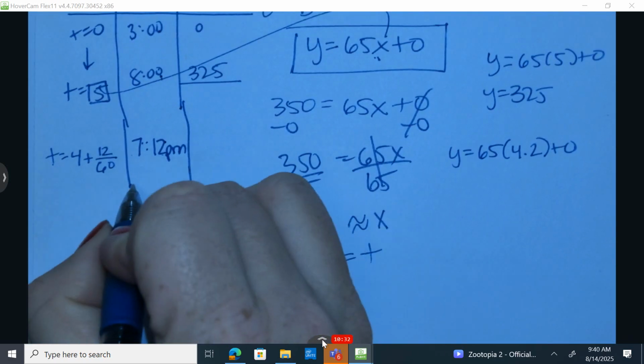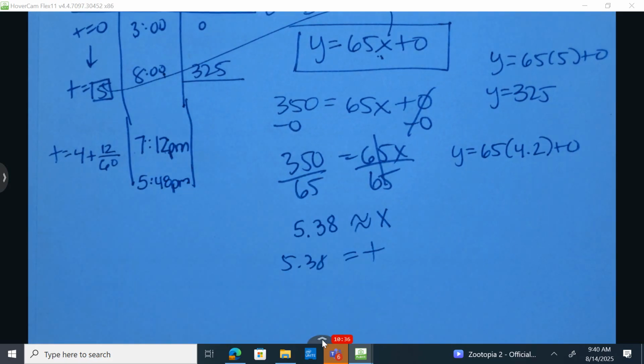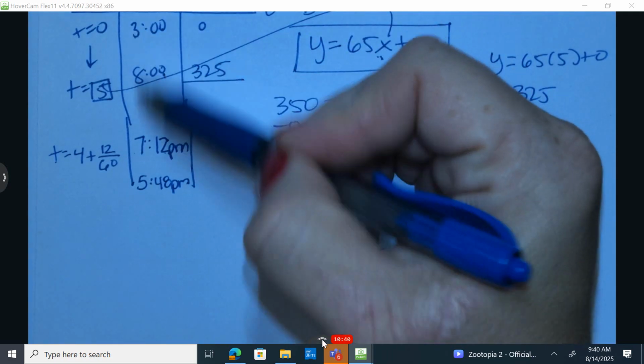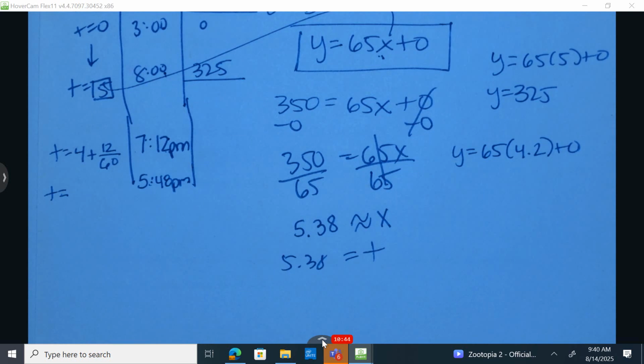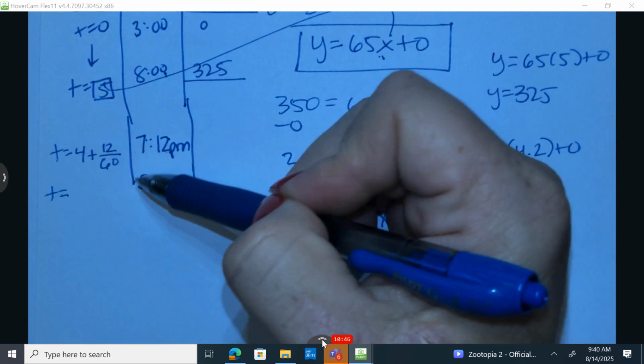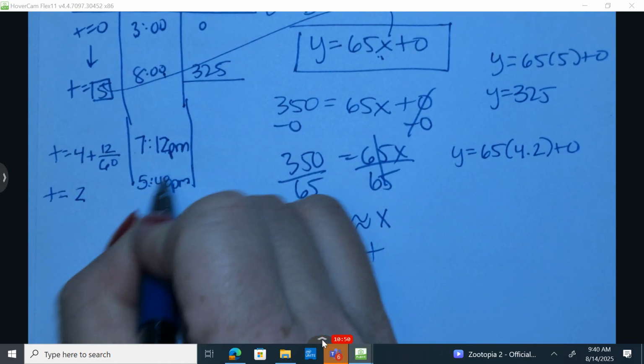Let's try another one. What if I said to you at 5:48 p.m.? You ready? What is the difference in time? Because we have to translate it to a t. This is not in your packet. I just want you to have more practice. Okay, what is the difference in time so far, just in hours? 2 hours.